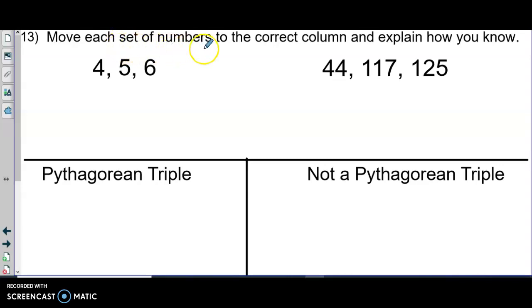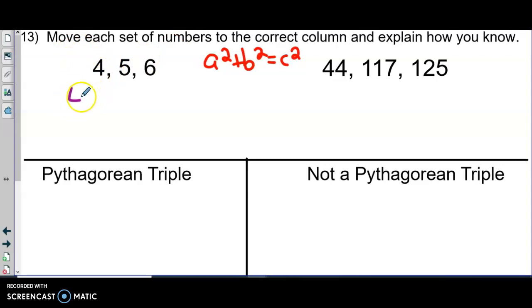So we want to move each set of numbers to the correct column and explain how you know. So we're trying to decide if it is a Pythagorean triple or if it's not a Pythagorean triple. And the way we're going to know is we're going to test the Pythagorean theorem, a squared plus b squared equals c squared. So when we plug them in, let's plug them in least to greatest.